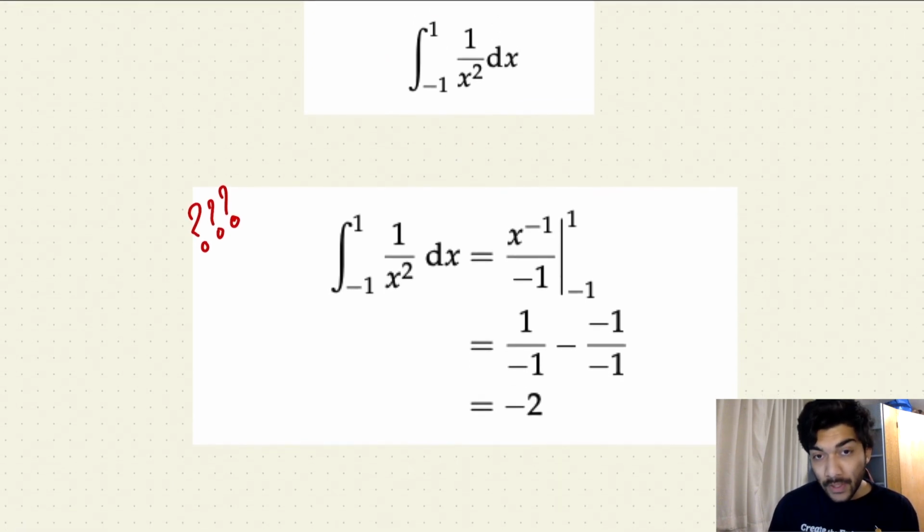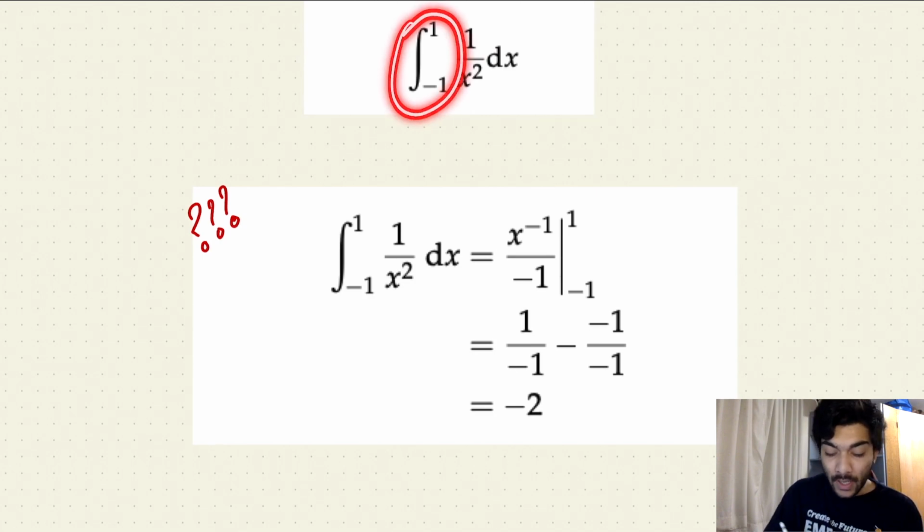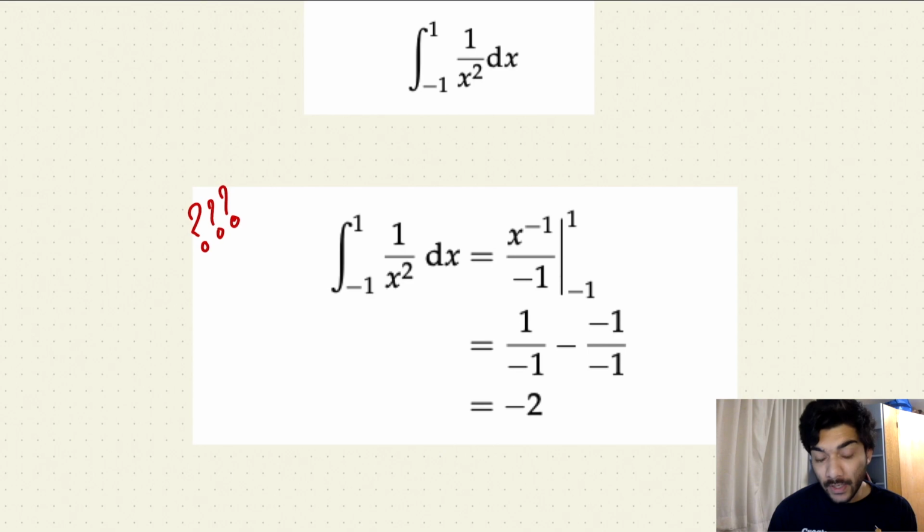So that's it for this video. Again, the main takeaway from this video is whenever you're calculating definite integrals, always check if your function has a discontinuity point in between the intervals specified for your definite integral. And if it has a discontinuity point, then you'll have to use all the methods that we covered in the last videos to solve definite integrals with unbounded integrands.